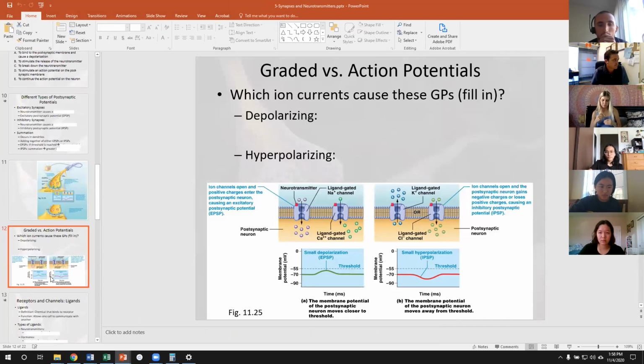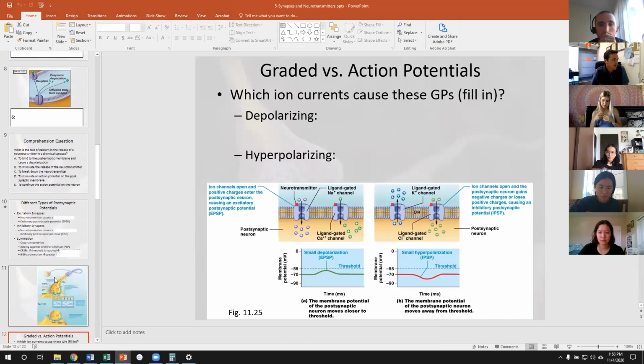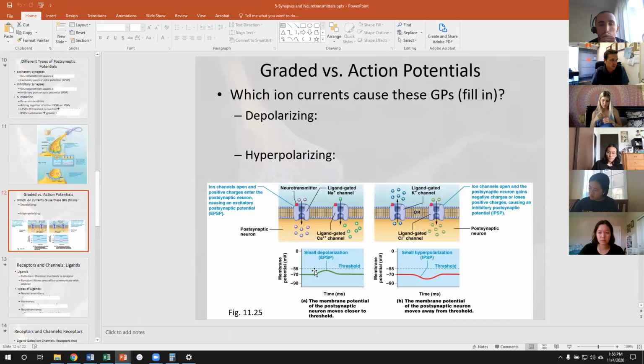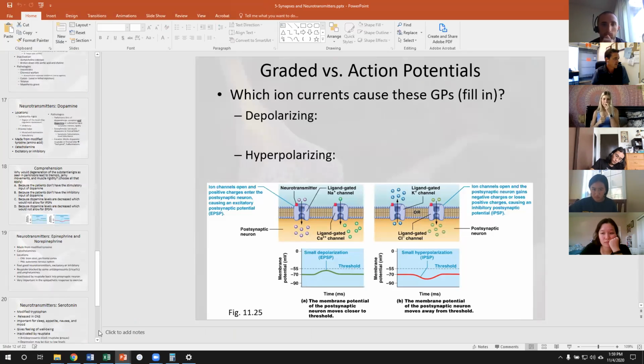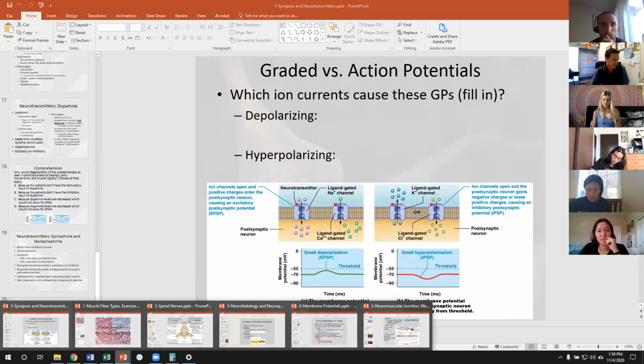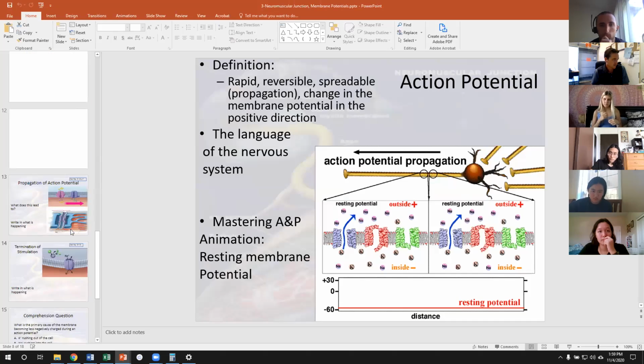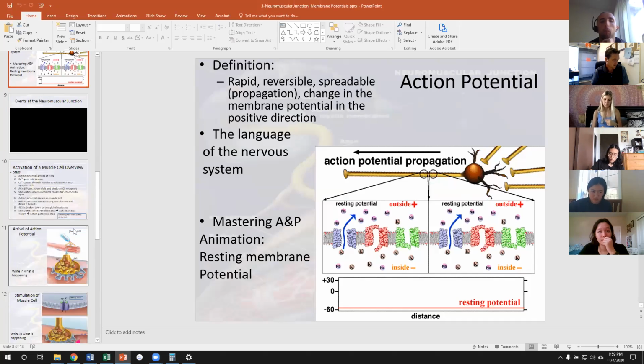When we talk about graded potentials, one key thing to think about is that we're not dealing with those same sodium and potassium channels. I'm trying to think of a good slide to pull up to have a good picture of that. Let me pull up the neuromuscular junction one, because I know it shows what I want to show there.